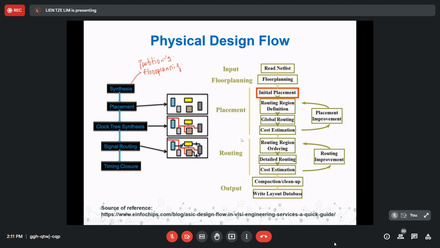And then this flow chart is a more specific one that describes what is done in placement and routing. And then here the output. This flow chart does not include the clock tree synthesis and timing closure. So this one will be emphasized in today's lecture.